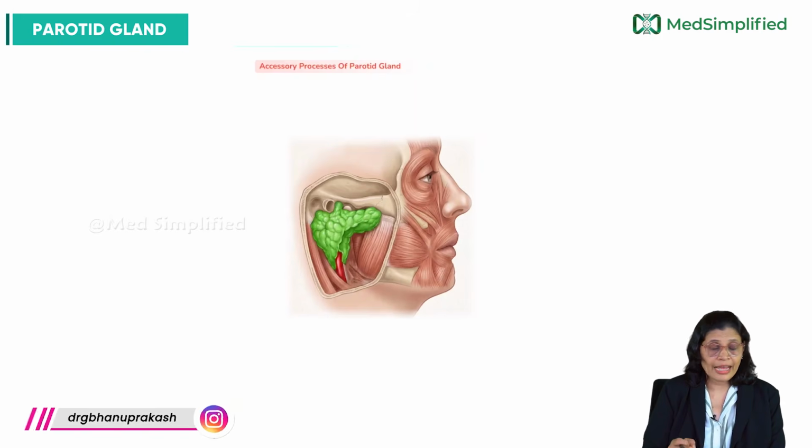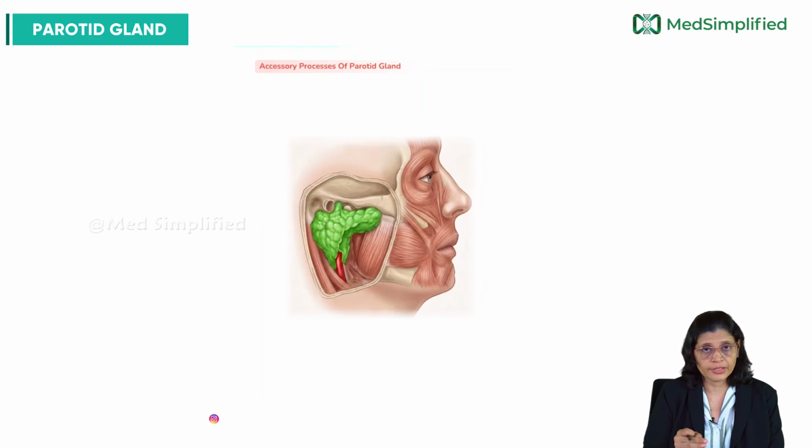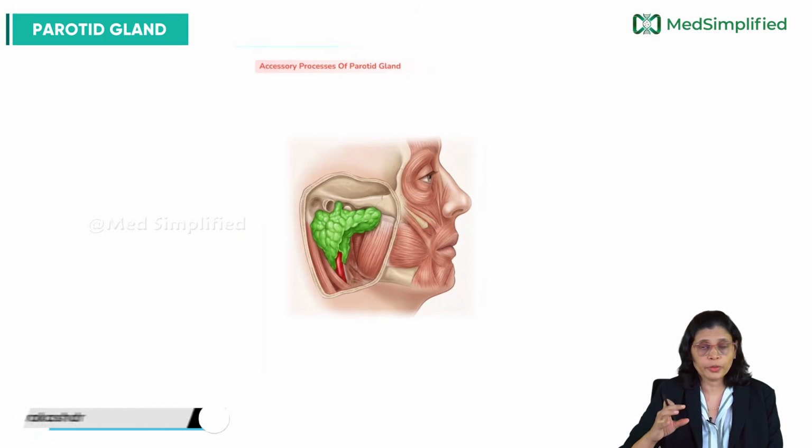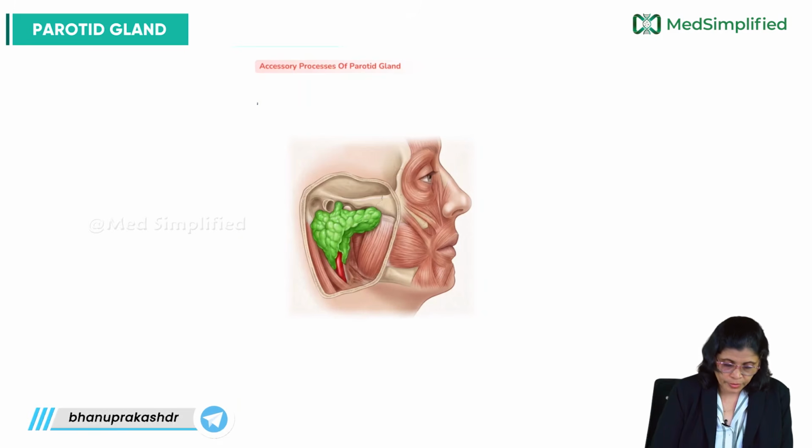This parotid gland, as we saw in the section, is a little irregular, right? The lobulations extend as processes, and the gland will extend to different surrounding regions. Those we call the accessory processes of the parotid gland. Among these, we have the facial process.